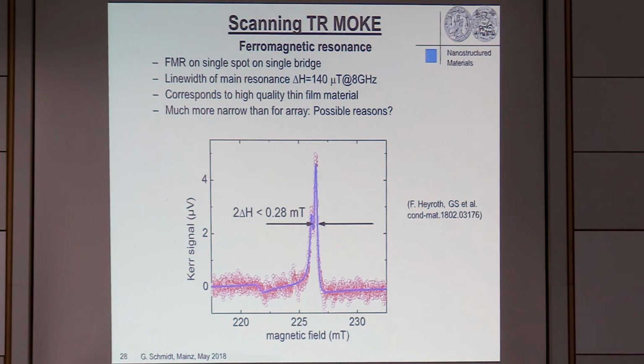We don't scan over the bridge, but we just measure the ferromagnetic resonance on this single spot. The line width of the main resonance in this case is 140 microtesla at 8 gigahertz. So this means 1.4 Oersted at 8 gigahertz. That's already a different number than 12 Oersted, and this already corresponds to high quality thin film material.